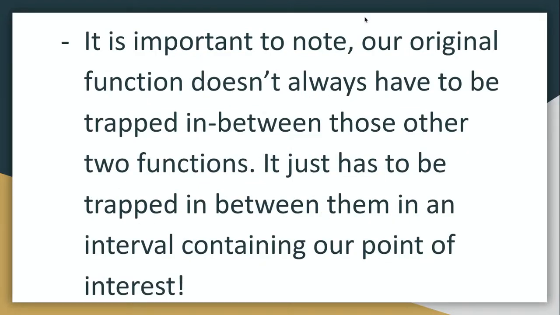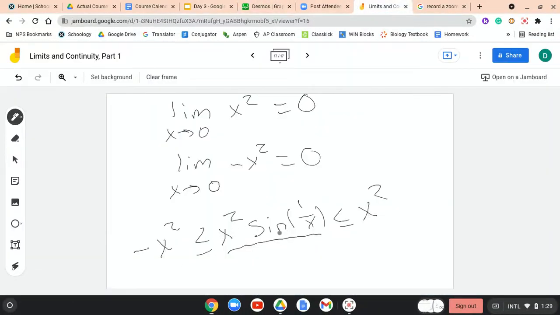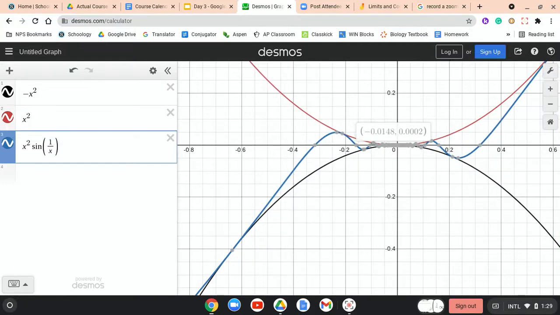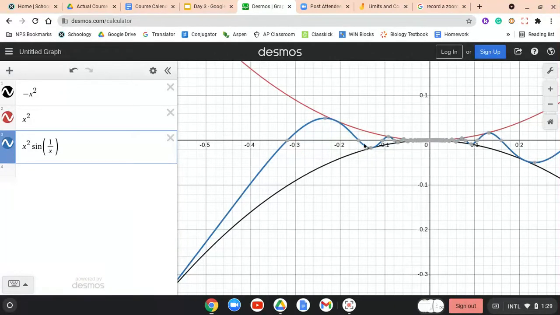All right. It's important to note that our original function doesn't always have to be trapped in between those two functions. In the example I gave, I proved that this function is always in between those two functions, but we don't have to do that for the sandwich theorem to work. All we have to do is show that a function is in between two other functions around the point of interest. So, for example, we're trying to calculate the limit as x goes to 0. So even if we were just able to prove that this function is trapped in between the two functions from negative 0.2 to 0.2, that's enough.